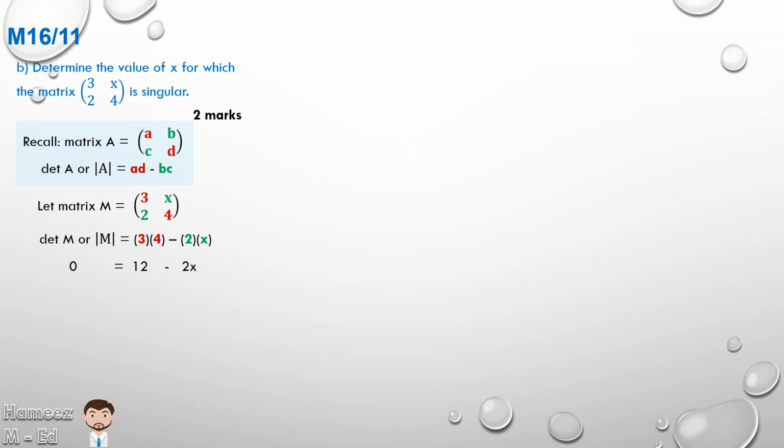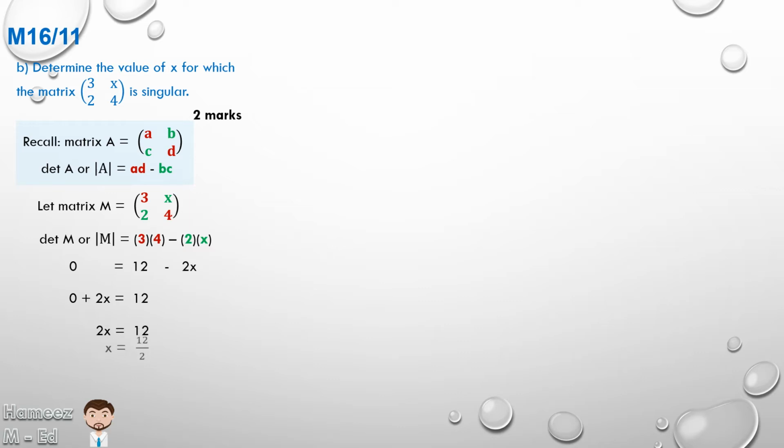So 0 is equal to 3 fours are 12 minus 2x. And we can carry the 2x across. It's taken away on the right hand side. When I carry it across, it will add. So we'll have 0 plus 2x is equal to 12. So 2x is equal to 12.